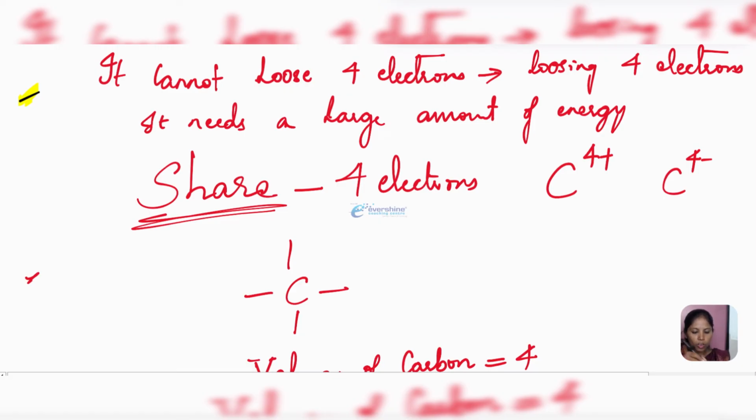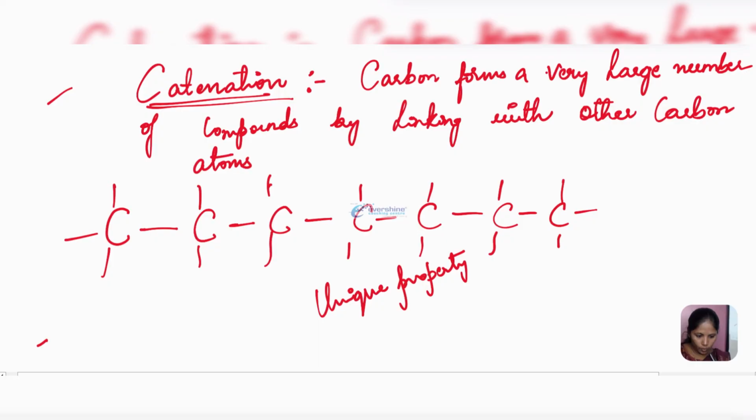Why can carbon not lose 4 electrons? Because to lose 4 electrons it needs a large amount of energy, so it will not lose electrons. So you cannot write carbon plus 4 or carbon minus 4. It always shares 4 electrons. It neither gains nor loses. So the next topic is catenation.